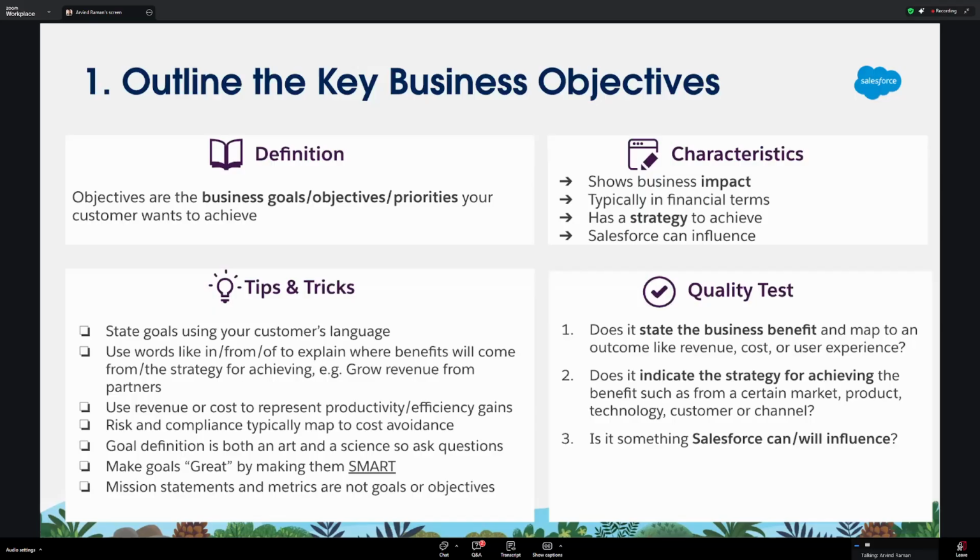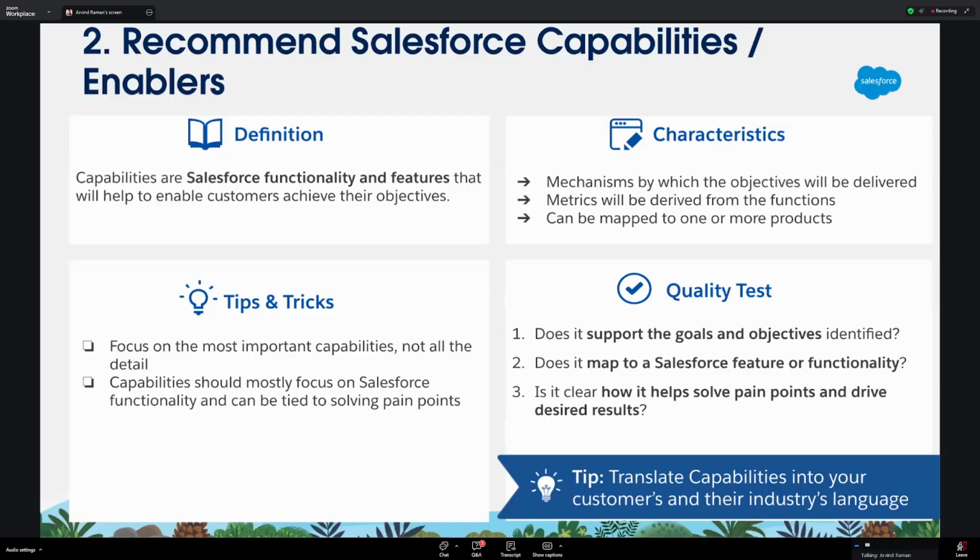And then on the right is the quality test. As you are creating your business objective, does it clearly state the business benefit? Does it indicate the strategy? And is this something that Salesforce or you as a partner will influence? Then for the Salesforce capabilities, what is it that Data Cloud is giving them that will help them achieve those objectives?